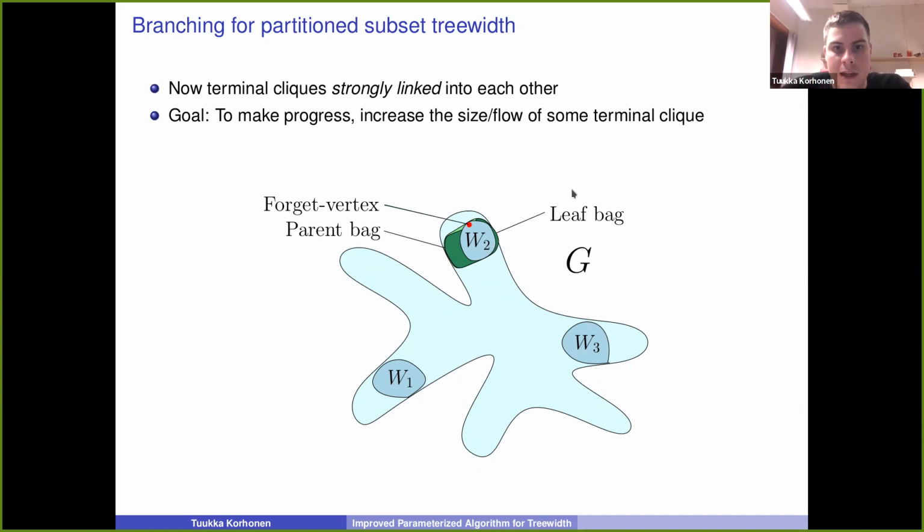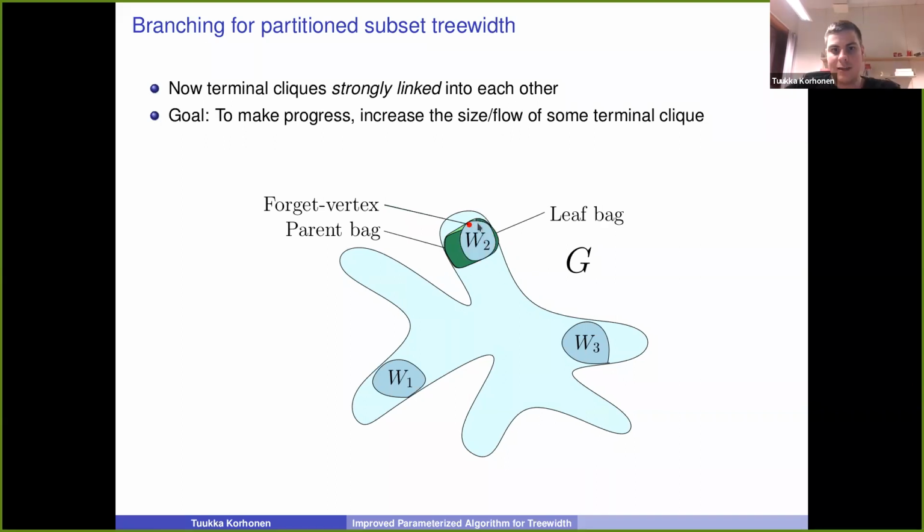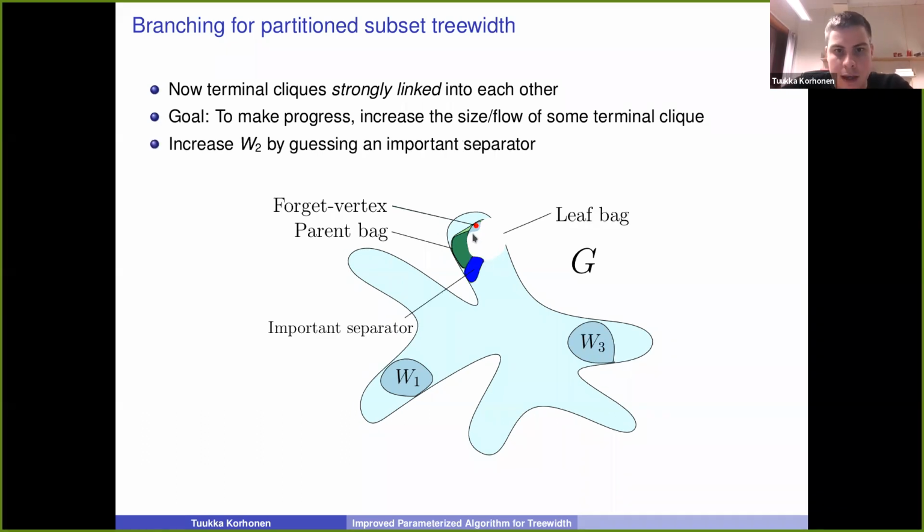And to do this, we look in the graph where we delete this bag. So we guess this forget vertex. This is one guess in the branching, and then we look at the graph where we delete everything from this clique except this forget vertex. And now we want to take a separator from this forget vertex towards the other terminal cliques, and we want to take an important separator in this graph.